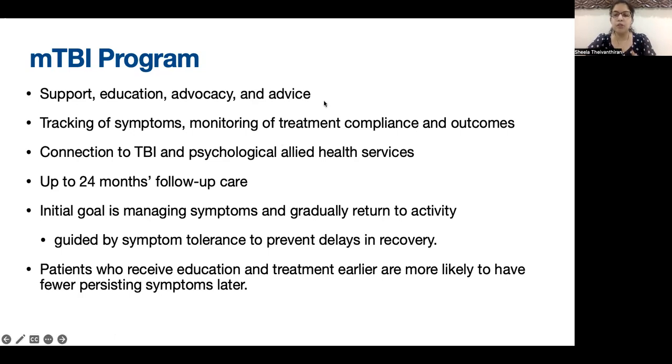Okay. So usually a multi-disciplinary TBI program in any setting would include support, education, and advice, and we try to help them return to their previous roles. We track their symptoms, and we help them monitor compliance with their treatments and their outcomes. Remember, we're people of function, so we connect them to work together as a team. Remember, we discussed initially, our goal is to return them to their previous life roles. So we work together as a team with that common goal.